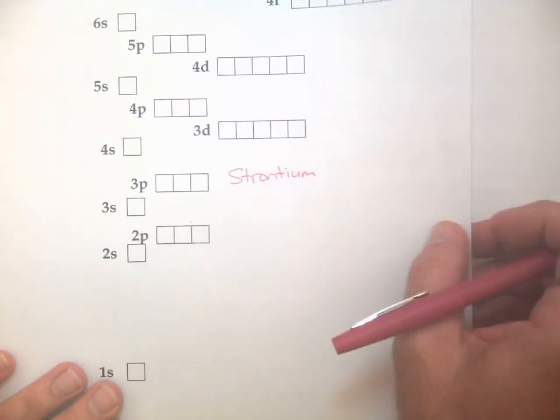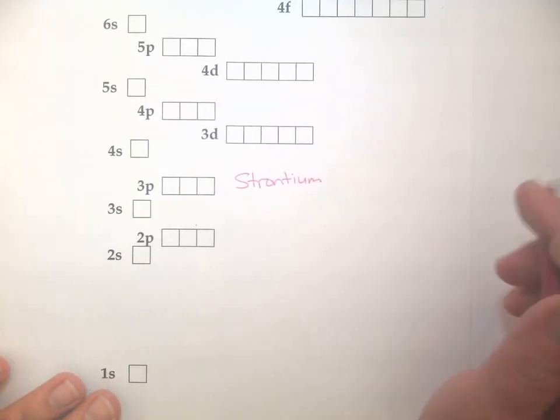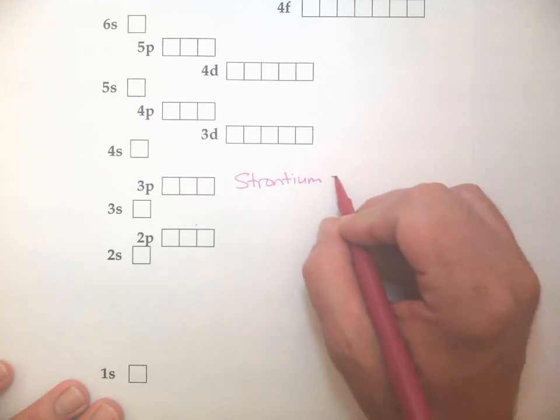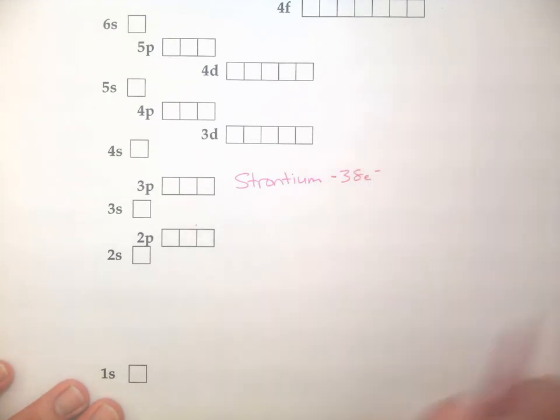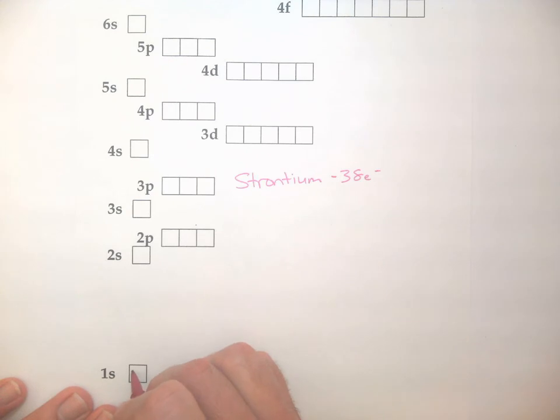Let's do one more, and that is going to be the element strontium. Now, strontium has a few more electrons than iron. It's got 38 electrons. You can check your periodic table for that. And so we just need 38 arrows.